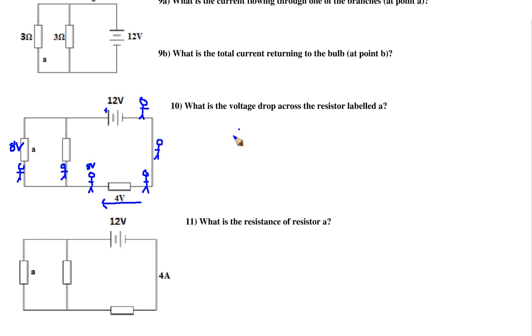So what is the voltage drop across the resistor labelled A? The answer is 8 volts. And if we wanted to show our working, it would simply be saying we've got 12 volts minus the 4 equals 8 volts remaining, and they've got to be used up before we get back to the battery. So one more time. Electrons come down here, they're carrying 12 volts of energy, lose 4 here, and then either go this way and lose 8 here, or they go this way and lose the remaining 8 volts here.